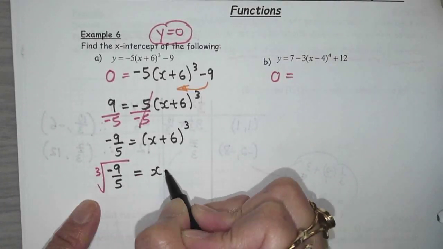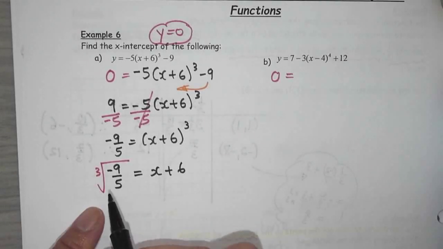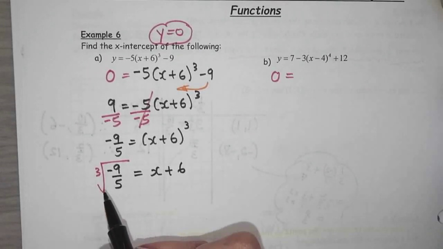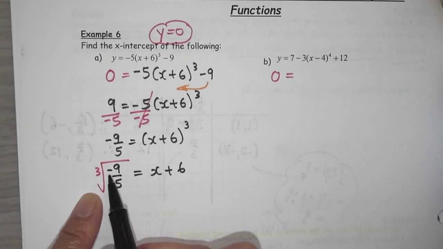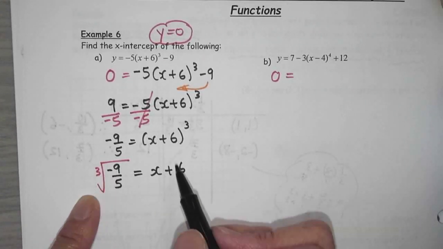Do not say not possible. You are allowed to have a 3rd root of a negative, right? 3 negatives makes a negative. Some people cross it off and go, no, but it's a 3rd root. You can have a negative. That's okay there. And bring the 6 over.